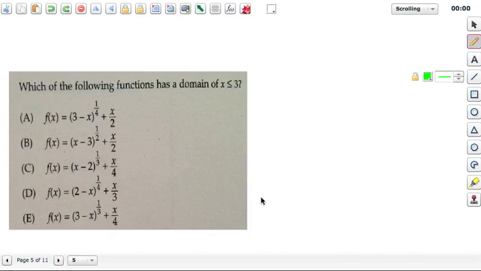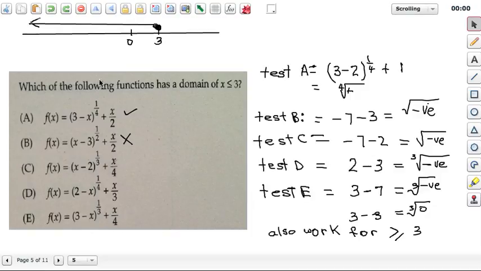Okay, again, I'd like you to pause the video and try this. So let's go ahead and look at this problem. Which of the following functions has a domain of x is less than or equal to 3? So here's 3, and that would be your domain range. The best way to do this is to pick a number in the domain range and see if it works. So for the first one, I picked 2. 3 minus 2 is a positive number, and I can indeed fourth root a positive number. You can never fourth root or square root a negative number. So this is positive, and I can do that.